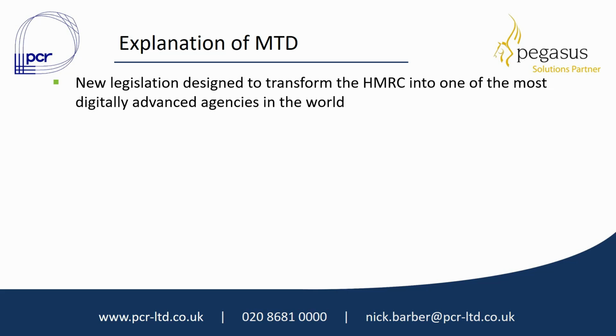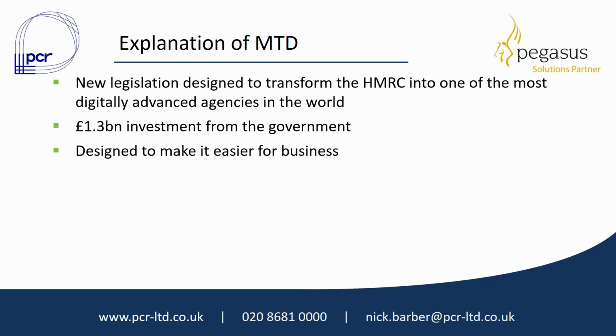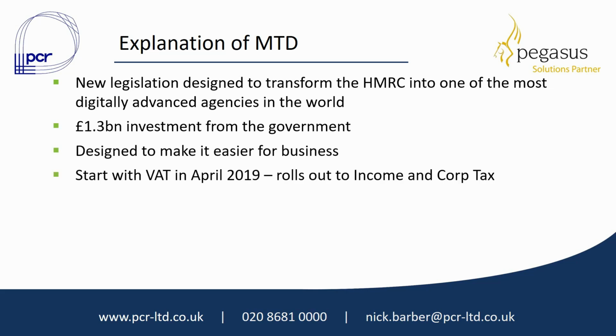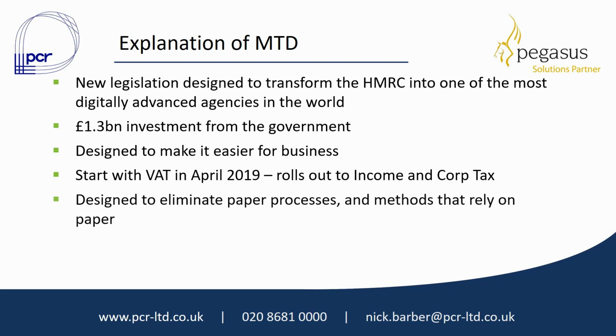So MTD, Making Tax Digital, is new legislation that's designed to transform the HMRC into one of the most digitally advanced agencies in the world, and so far the government has invested £1.3 billion into this initiative. Believe it or not, this is designed to make it easier for business to submit their tax records, and it starts in April 2019 with VAT, and will in future also come to include income tax and corporation tax as well. As I say, it's designed to eliminate all paper processes.